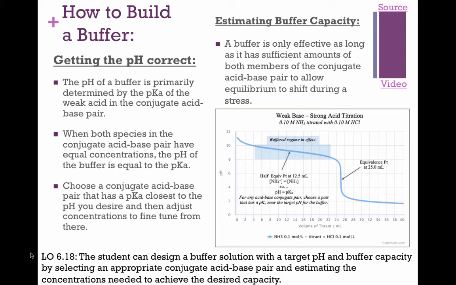And then you just want the pair that has a pKa closest to the pH. In terms of buffering capacity, if you want a very high buffer capacity, you want very high concentrations. The higher the concentration, the more it can buffer, because a buffer is only effective as long as you have a conjugate acid-base pair, as long as it can react. Once you run out of it, it's not going to work anymore. So you want very high concentrations in order to have a high buffer capacity.